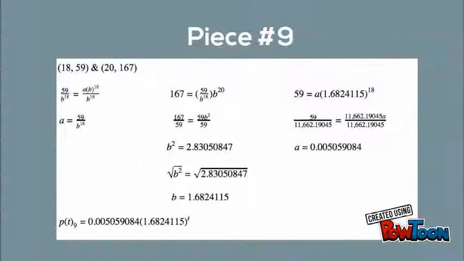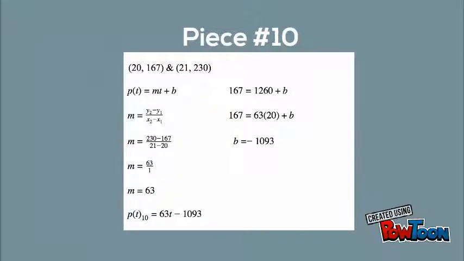The ninth trend was from 2004 to 2006, where there was an exponential increase from 59 wolves to 167 wolves. Since the trend was exponential, we had to use an exponential equation to get our piece. The 10th trend was from 2006 to 2007. There was a constant increase from 167 wolves to 230 wolves. Since the trend was constant, we had to use the point-slope formula to find the slope, then we used the linear equation to get our parts.